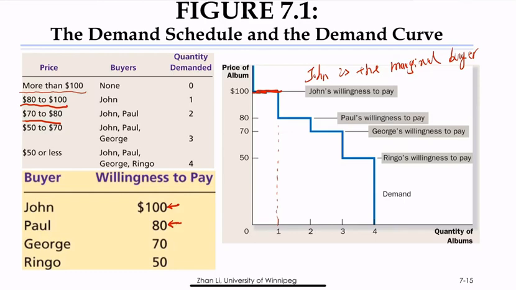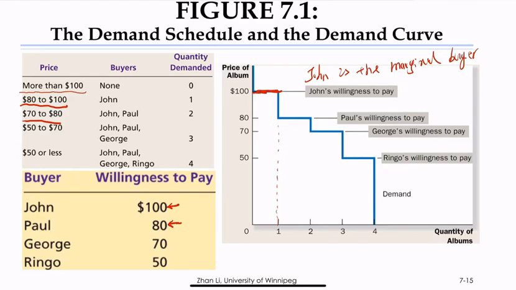This is the definition of marginal buyer. So here, why is John the marginal buyer? Well, it's because if price is 100, John is indifferent. So he could buy the album, or he could refuse to buy the album. However, we would know that once the price rises above $100, then John will definitely leave the market, right? So basically, at the price of 100, John is at the verge of leaving the market. So John is the marginal buyer.